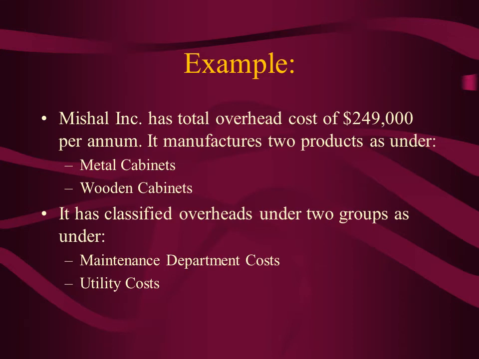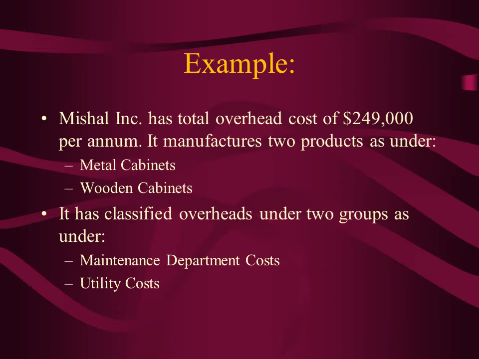So let's take an example. The company name is MPHIL, and it has an estimated total yearly overhead cost of $249,000. The products manufactured by this company are two: a metal cabinet and a wooden cabinet. And the company has created two groups for allocation of the total overhead cost: maintenance department cost and utility costs.